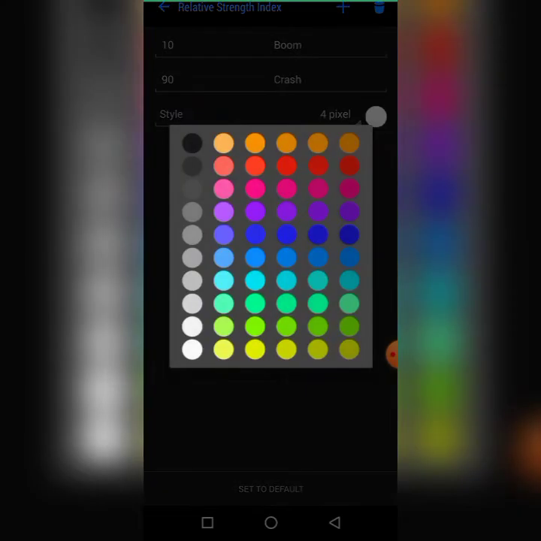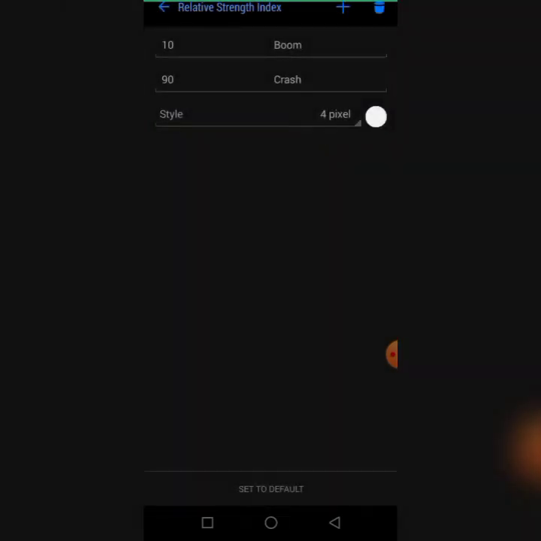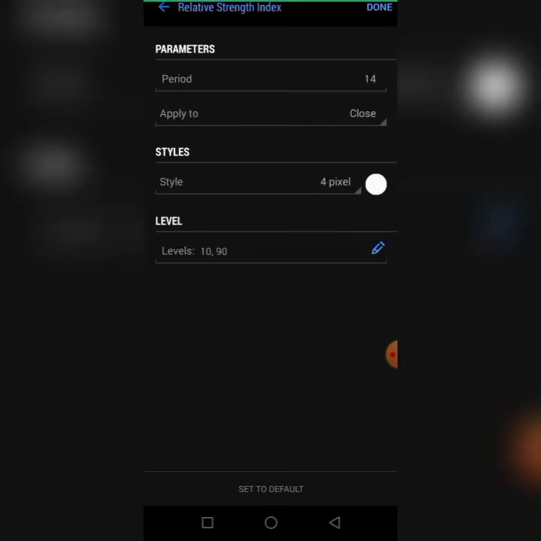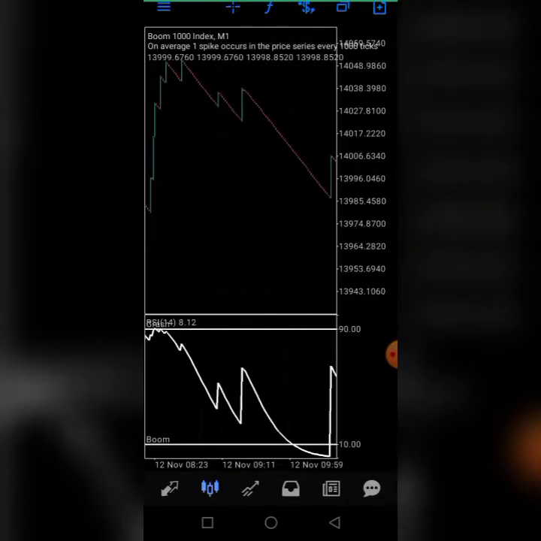This is the most important part, the level. This is level 10 for boom, and this is level 90 for crash. The pixel, I always leave it at 4 so I can see everything clearly. My MT5 is dark themed, so for the colors I leave it bright, at white. As soon as you're done with this, you're good. And then we come back here.